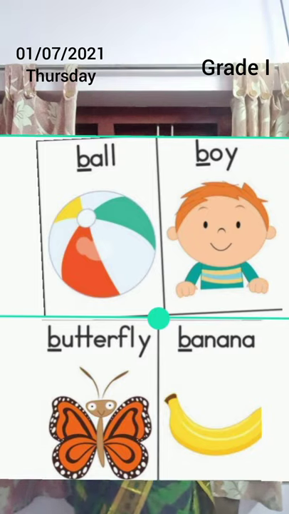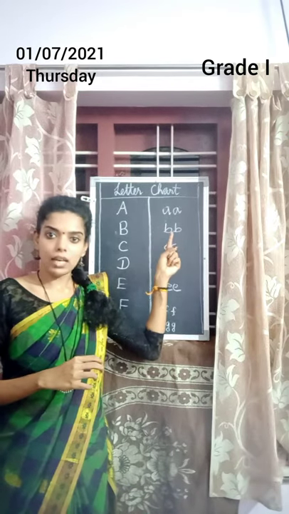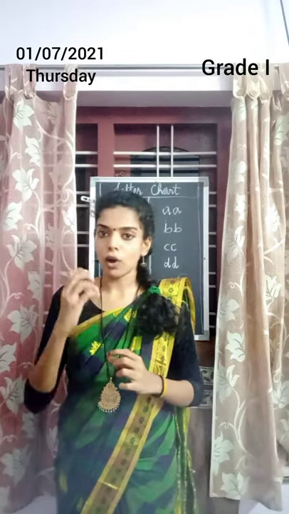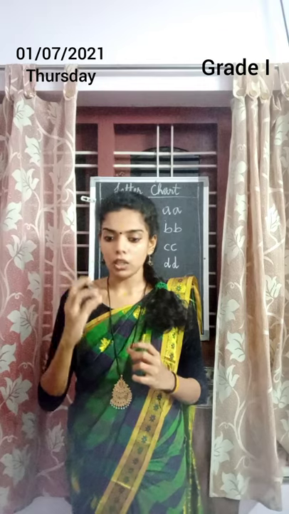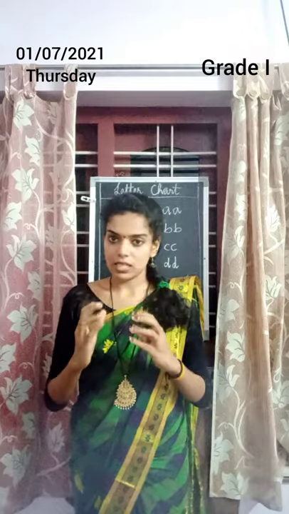Next one is boy. B-O-Y. The sound is B. Next one is banana. B-A-N-A-N-A. Banana. So, the second alphabet is B. The sound is B. So, the examples are ball, boy, balloon, butterfly, bell, banana, bus.